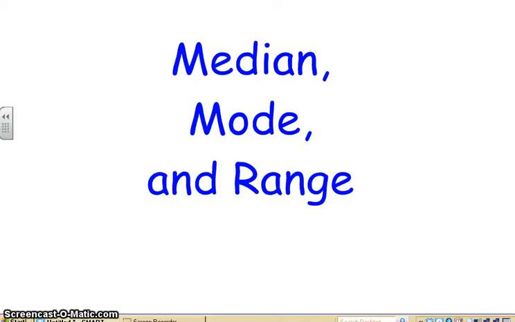Okay guys, today we are going to start talking about median, mode, and range. Three things that we're going to have to know to be successful in 5th grade. There's a fourth thing called mean that you're going to be learning in 6th grade, and actually we'll cover it at the end of this year, but today we're just talking about median, mode, and range.